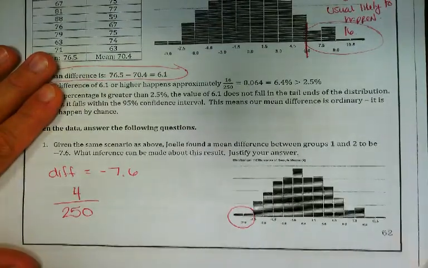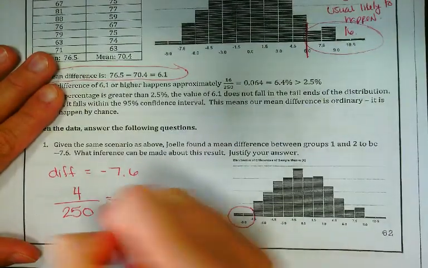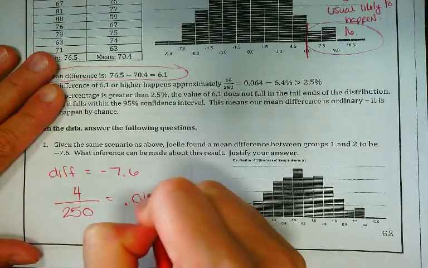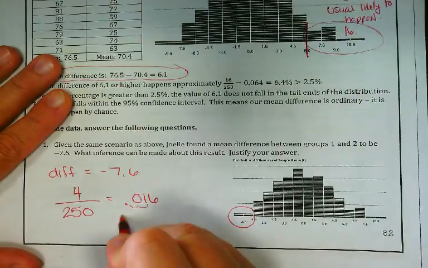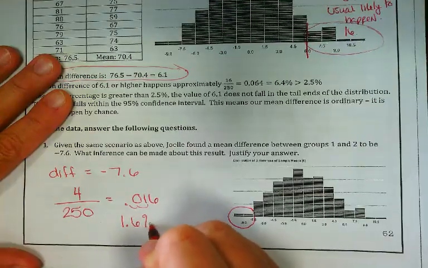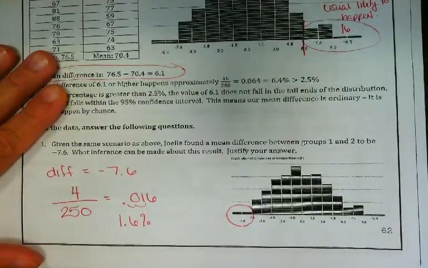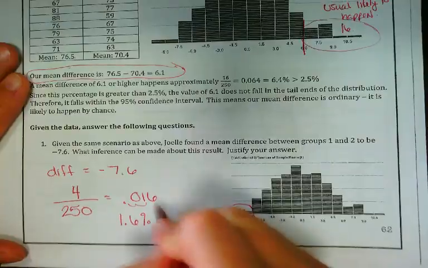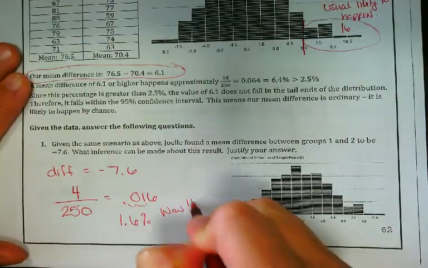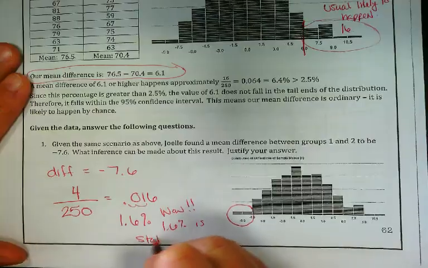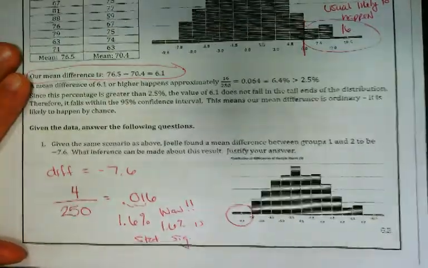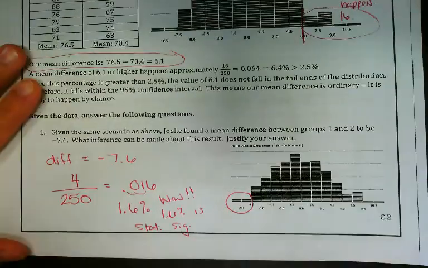Okay, it was the same scenario. So 4 divided by 250 is 0.016. If I move that decimal, that gets me 1.6%. So now I want to say, wow, 1.6% is statistically significant.